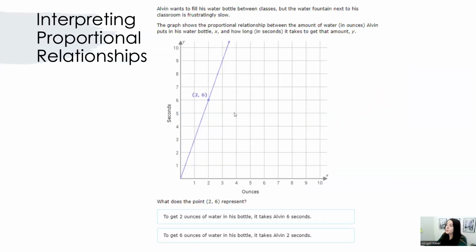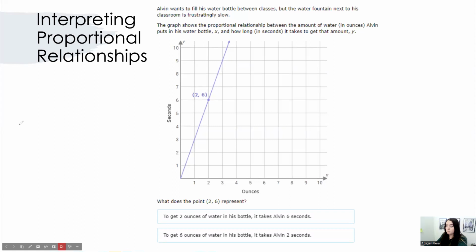And finally, interpreting proportional relationships. When we're given a graph, it's important that we can read the graph for understanding and realize what the graph is talking about. So this graph has given us the point of 2,6. We really want to look at the legend or the labels on the axes in order to understand and get context as to what this graph is trying to tell us. So on the x-axis, we can see that it's been labeled ounces, and on the y-axis, we can see that it's been labeled seconds. So now we need to figure out what does the point 2,6 actually represent.